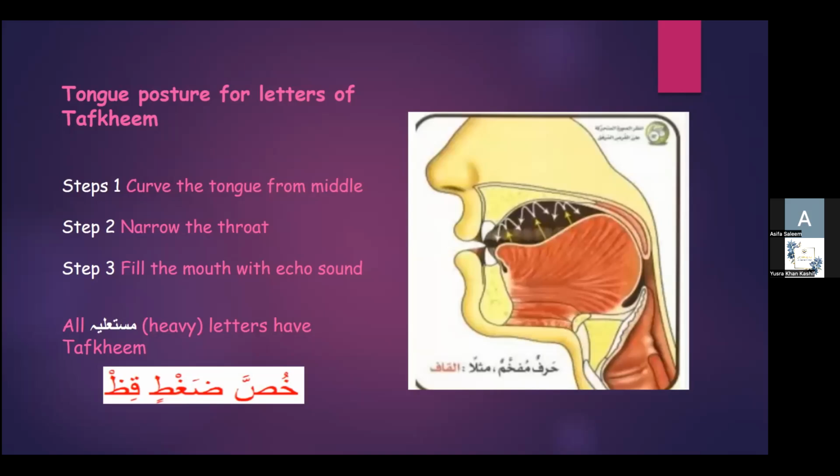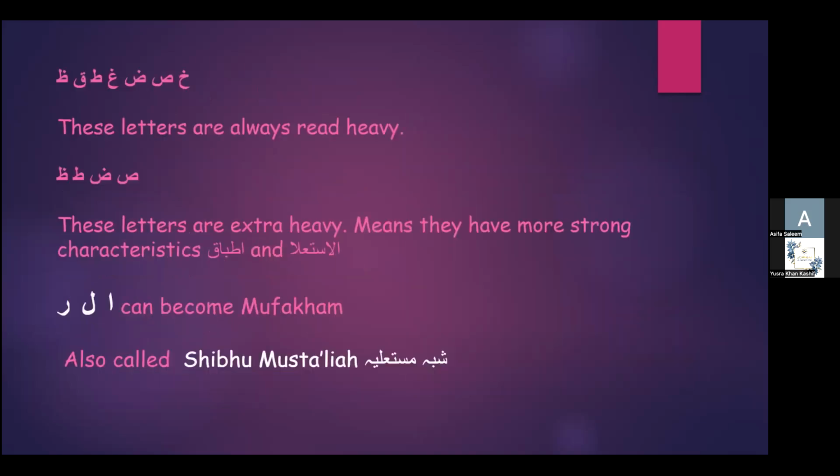And we also learned about the letters which are always read with the thick sound. Those letters are 7 permanently heavy letters: Khusa, Daghin, Tid. These are the letters of isti'ala and they always have a tafkheem in it. We learned about the letters which are heavier than the heavy letters: the Sad, Dad, and the Ta and the Dha. These are the 4 letters. They are extra heavy, means they have more tafkheem in it than the rest of the letters because of their characteristics. The letters Alif, Lam, and Ra, we learned that they can take a tafkheem, and sometimes they are read with lightness, means the Tarqeeq.